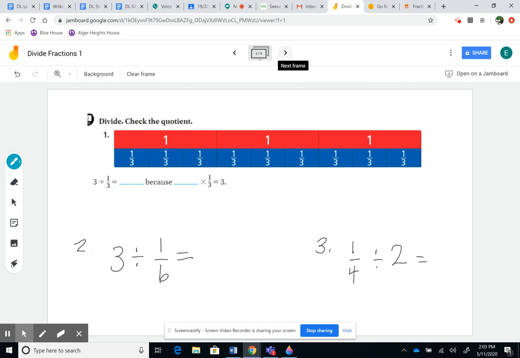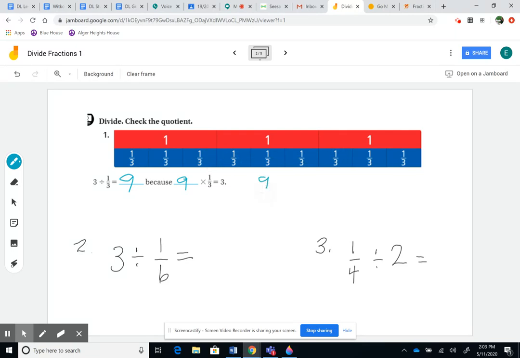What we're trying to figure out here is how many 1/3 tiles we would need if we're dividing everything up into 1/3. So we have 3 whole tiles, they're red, and we filled everything in with 1/3 until it was even to those 3. And how many blue tiles did we have? Go ahead and count those. Hopefully you got 9. So 3 divided by 1/3 is 9 because 9 times 1/3 is 3. So if you look, we have 1, 2, 3, 4, 5, 6, 7, 8, 9.